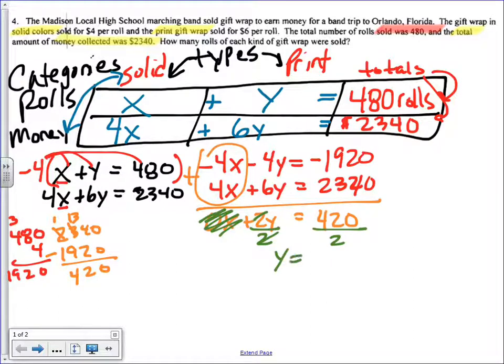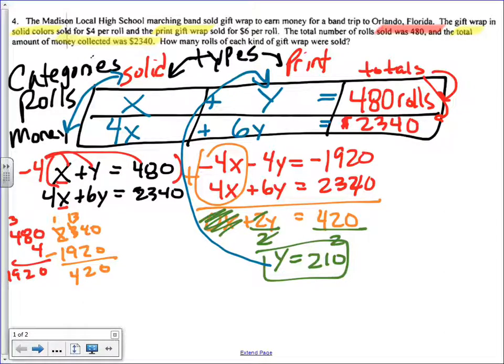And y equals 210. Okay, so now we know y equals 210, but with any linear system, we have to also find x. So let's plug in this 210. Again, I can use any equation I want. I can use the equation in the table, the equations in black, the equations in red. So I'm going to plug it into the one on top, which is x plus 210 equals 480. That's the easiest equation we have.